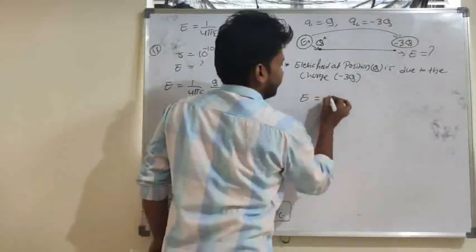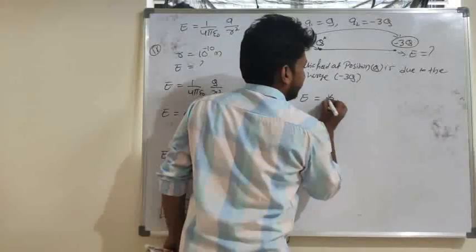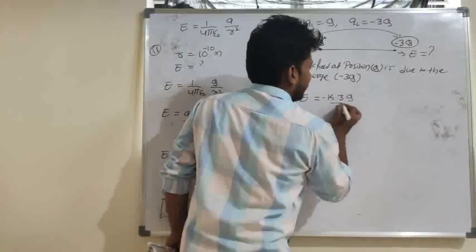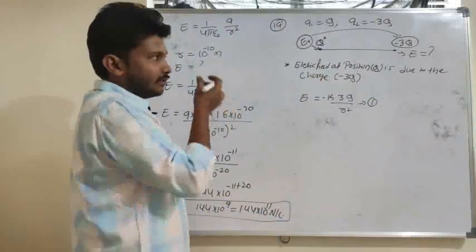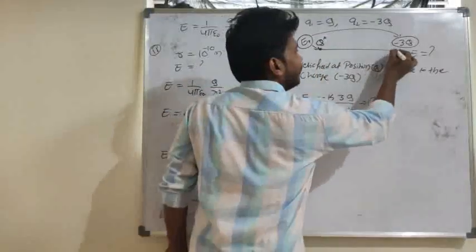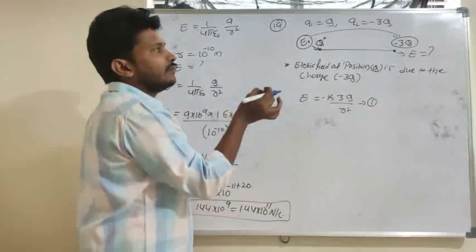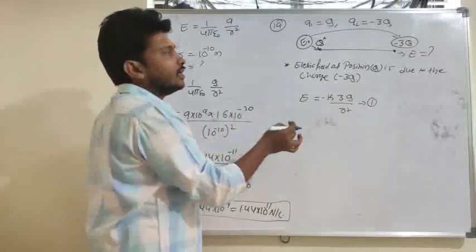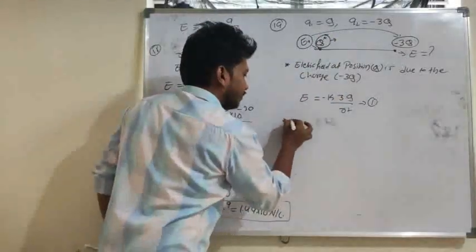Then E is equal to 1 by 4 pi epsilon naught, which is K, into minus 3q by R square. Then I will find out what is the electric field at the position of minus 3q. So electric field at the position of minus 3q is responsible for which charge? Charge q here.